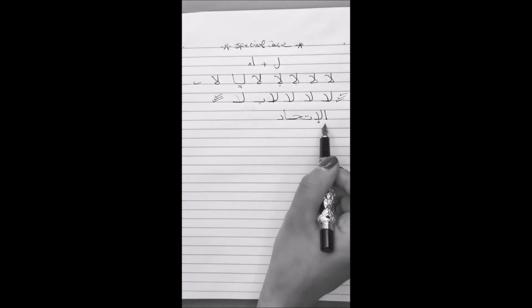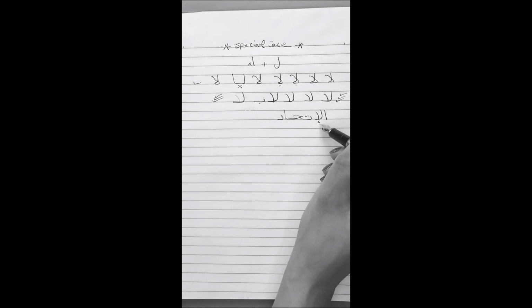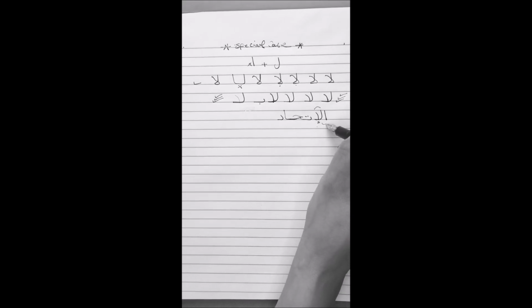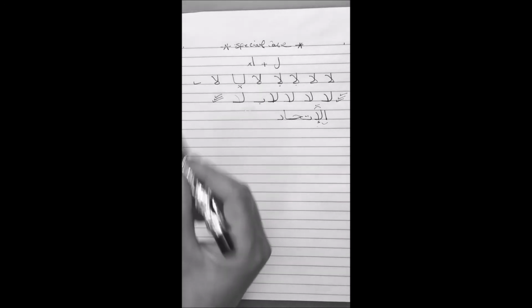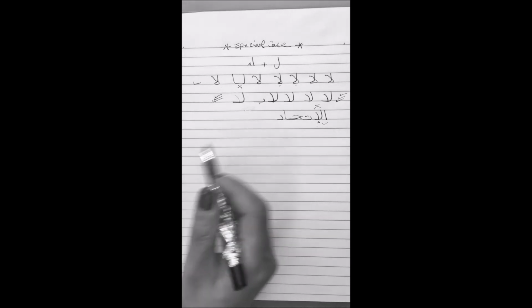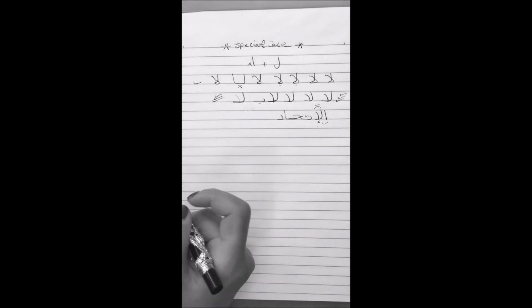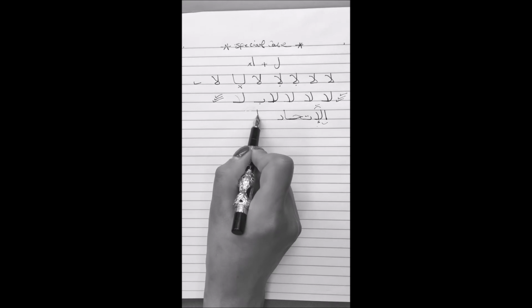Now let me ask this question. Can I write that same word here using this shape of the lam alif? Remember, it's this combination that I am having the special case for. Not this one. It's this one. The lam followed by an alif. The lam comes first, then followed by an alif. Can I write it in this shape? Yes, I can. I can just do that.